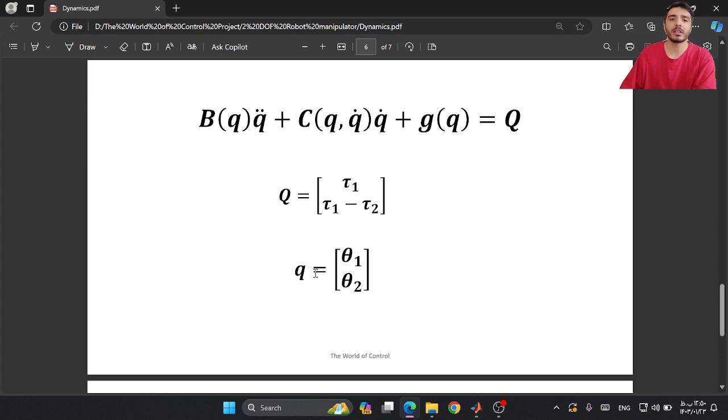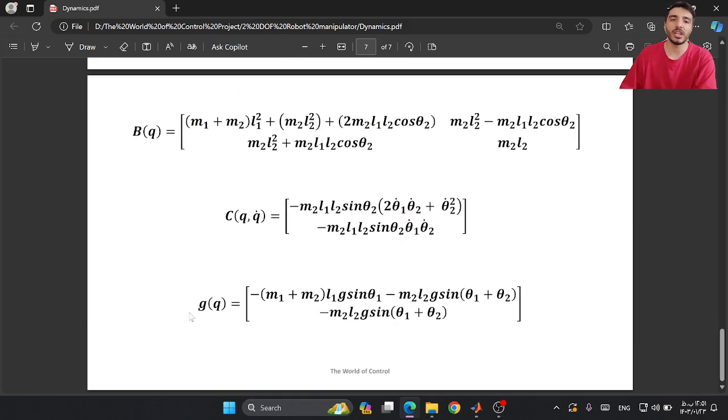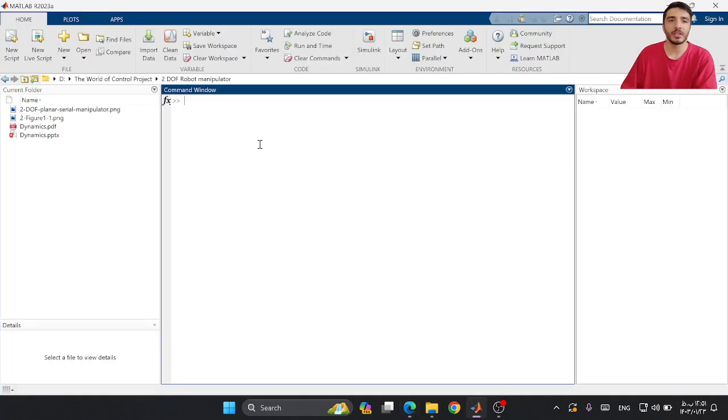And by considering Q as a vector of theta 1 and theta 2 as generalized parameters for degrees of freedom, we can write our B of Q, C of Q, and G of Q like these matrices here. B of Q is actually our inertia matrix, and C is our damping matrix, and G is our gravity matrix. So let's simulate these equations in our Simulink.